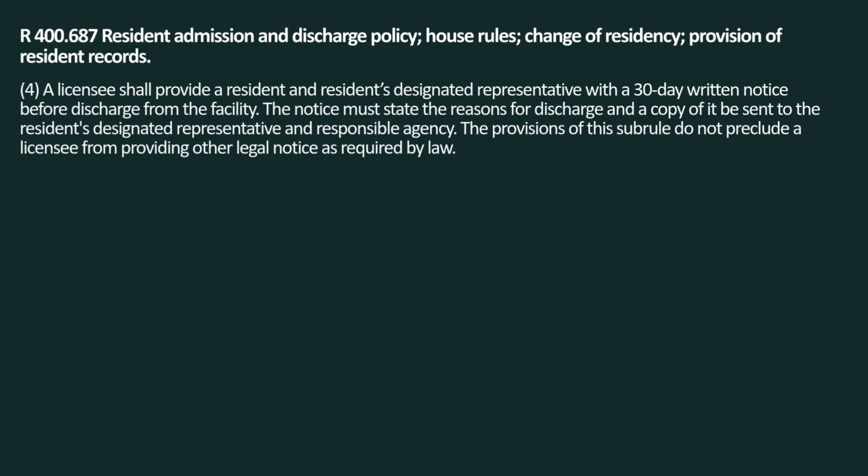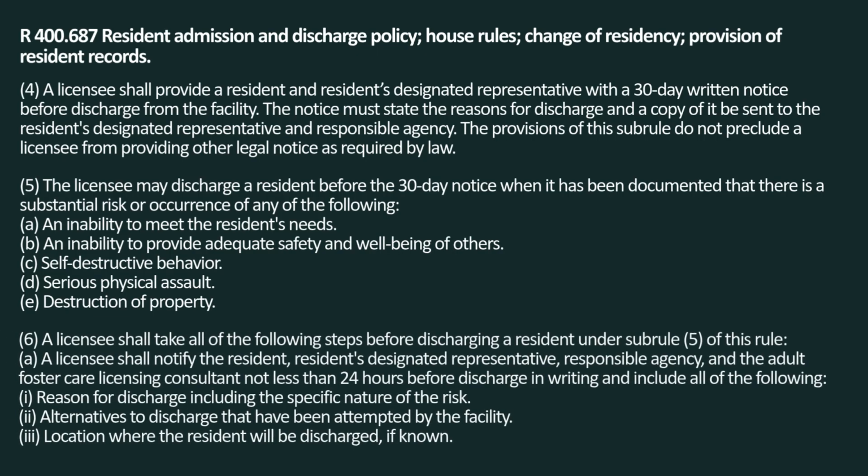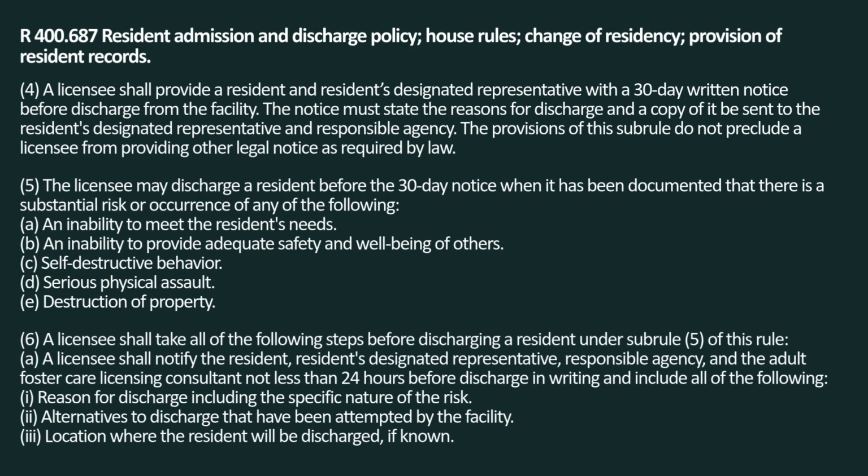The licensee may discharge a resident before the 30-day notice when specific criteria are met, as indicated in Administrative Licensing Rule ending in 687 Sub-Rule 5. A licensee must notify the resident's designated representative, the resident's responsible agency, and their assigned adult foster care licensing consultant not less than 24 hours before discharging the resident.